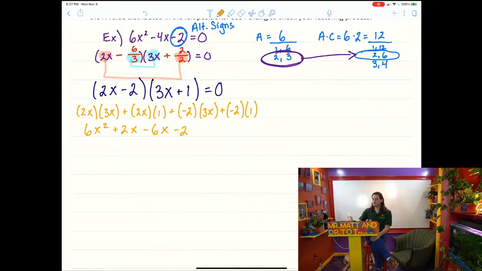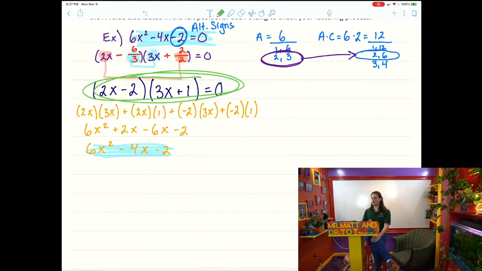Positive 2x minus 6x is going to give us a negative 4x. And so notice that we get back exactly what we started with up here. This checks out, and so this is correct. That is the factored form of 6x squared minus 4x minus 2 is equal to 0. If you have any questions, then please let me know.